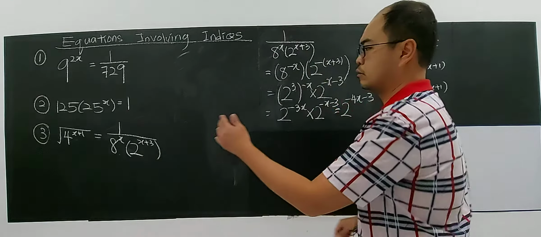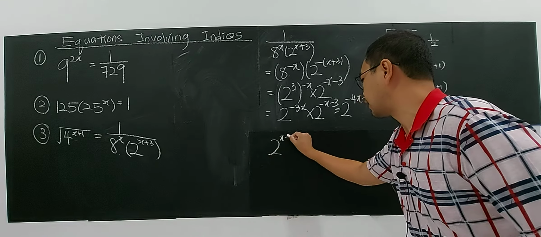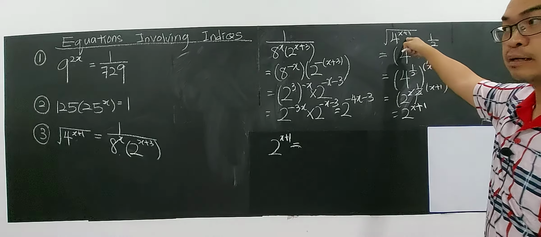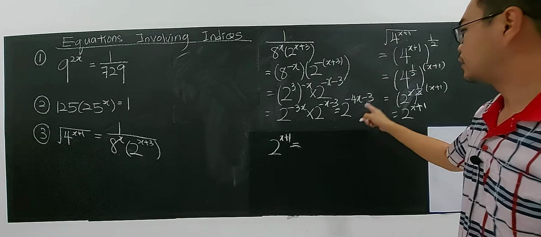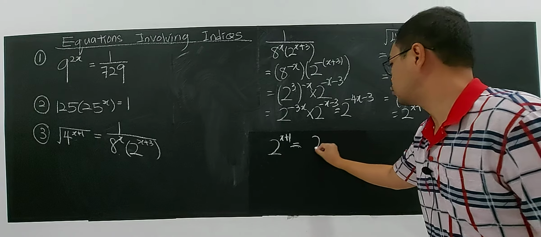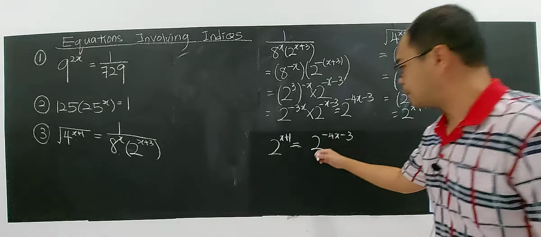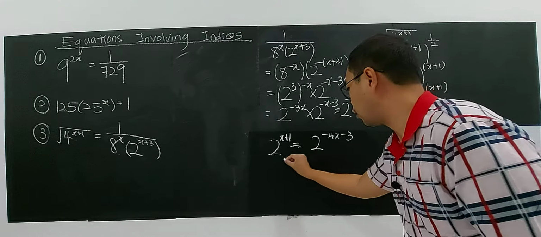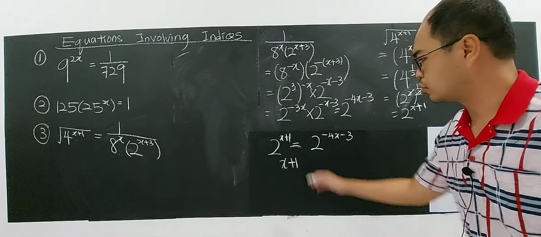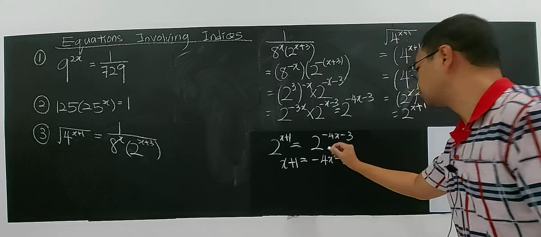So now, since they are equal, I can say that 2 to the power of x plus 1, the left hand side after simplifying, is the same as the right hand side, which is 2 to the power of negative 4x minus 3, right? Then the base is already the same, so you can compare the power. Since they are equal, of course, if the base is the same, the index must be the same, so that they can be equal. So now x plus 1 equals negative 4x minus 3.